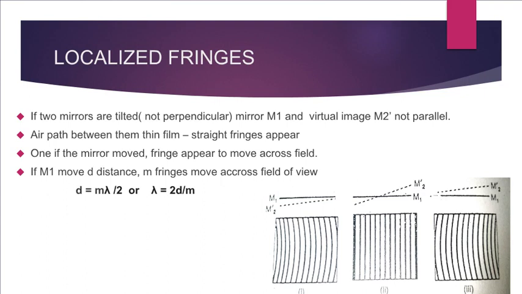If the mirror is moved, fringes appear to move across the field. If M1 moves a distance d, m fringes move across the field of view. If we count the number of fringes moved as m, we can determine the wavelength by the equation d equals m lambda by 2, or lambda equals 2d by m.